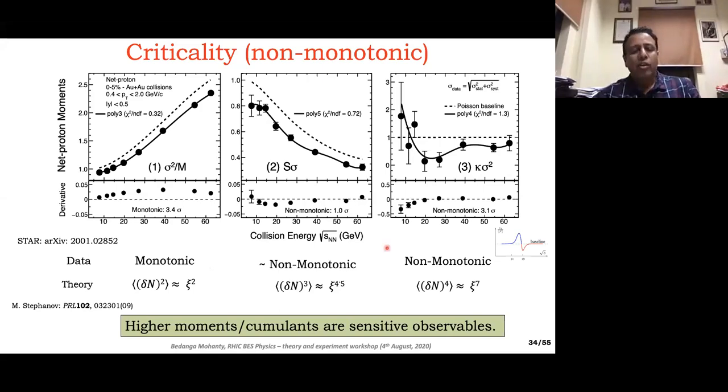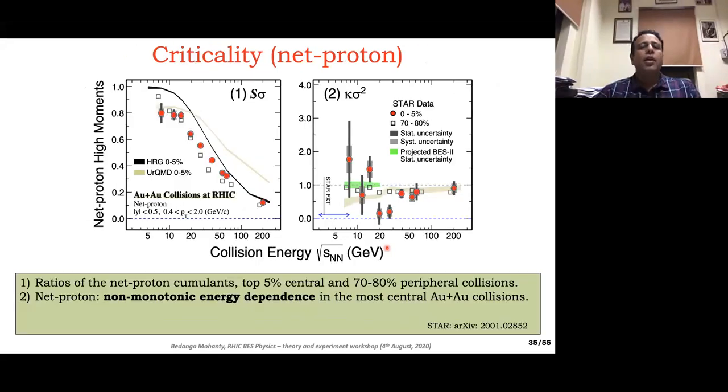So the higher order cumulants are sensitive observables. Now let's do a comparison with model calculations. This is again the S sigma as a function of collision energy, kurtosis times variance as a function of collision energy. Let's look at this plot. And these data are compared to transport model calculation. This is URQMD. And hadron resonance gas model, grand canonical ensemble.